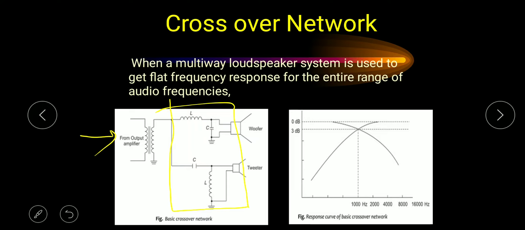So the total frequency goes in here, then it divides the frequency two ways, that is high frequency and low frequency, by using a high pass filter and a low pass filter, and the rest according to the loudspeaker used in front of them. If you are using a woofer, then you must use the low pass filter, and if you are using a tweeter, then you must use the high pass filter. This is the graphical representation of the crossover network. We need this crossover network to divide the frequency and avoid crossover of frequencies going through the loudspeaker.